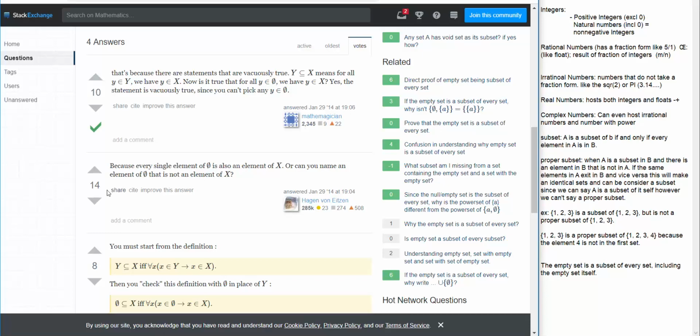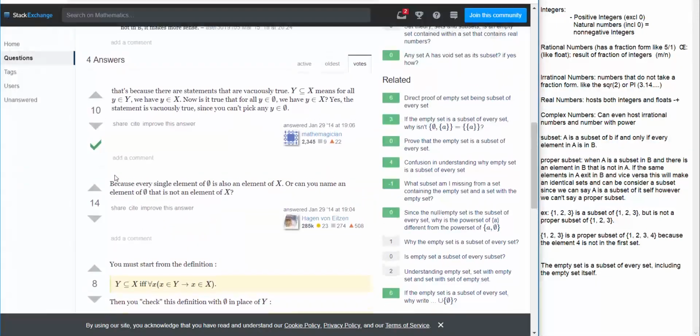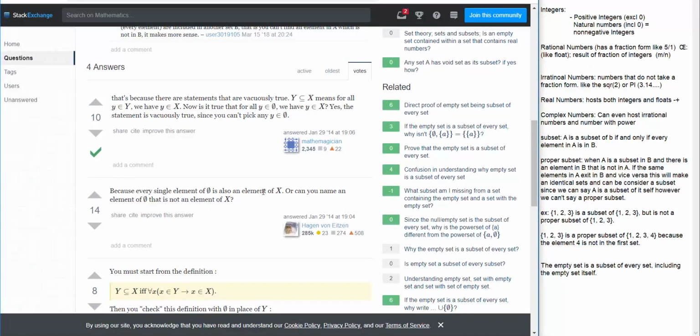No wonder this guy got the most upvotes, because this makes the most sense. Every element of the empty list is also an element of X. Or another way, can you name an element in the empty list that's not an element of X? Because it's an empty list and you have absolutely nowhere to go. I love this. I can put this in the cards. It's very easy.